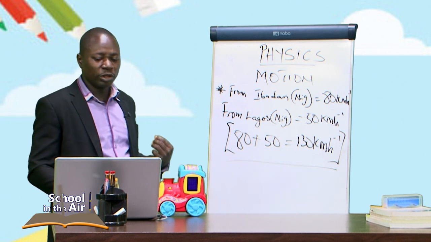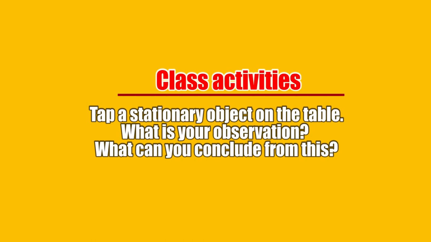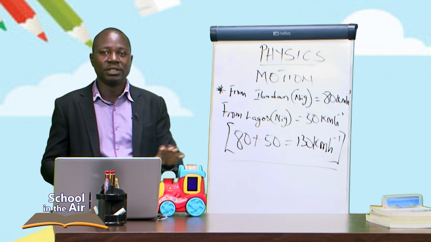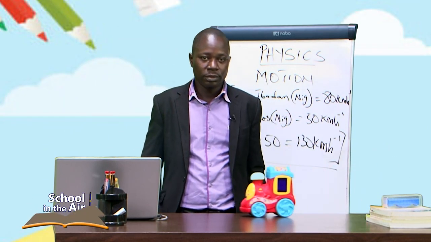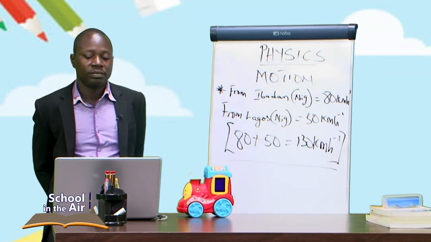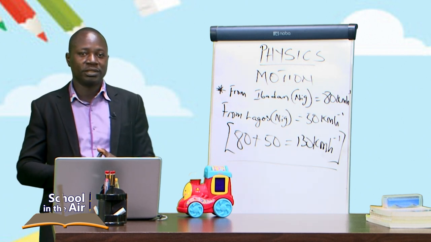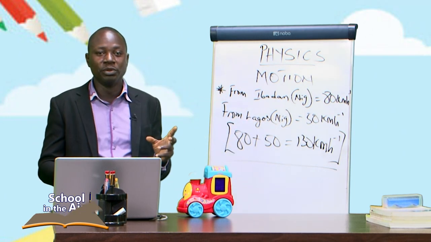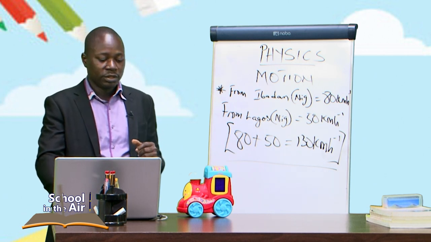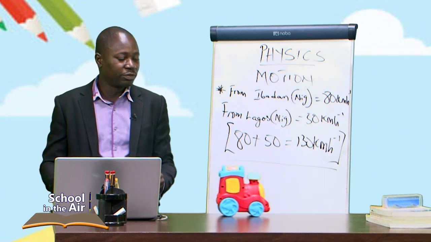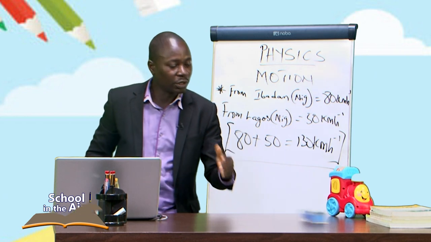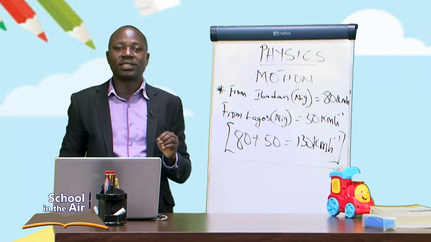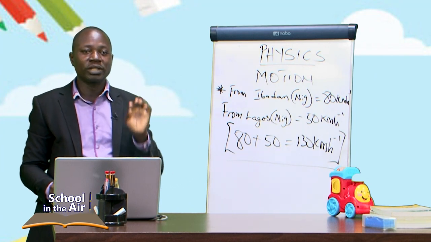And I want you to look at these class activities. Let's do it together. I want you to look at your table and tap any object that is there. Any object on your table, please tap it. What did you observe? And what can you conclude from this? I'm not saying you should throw away the tablet on the table, please. You discover that when you tap something from the table, it will move. So it means that there is something called an agent that causes motion.